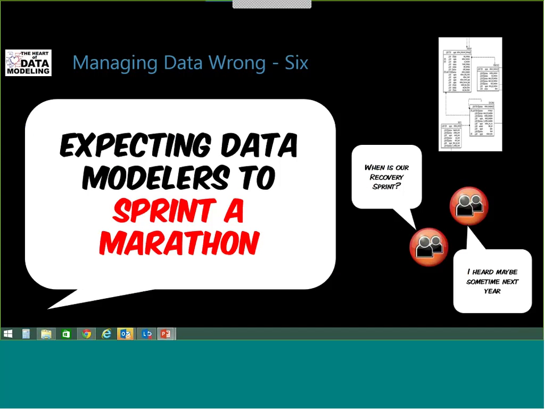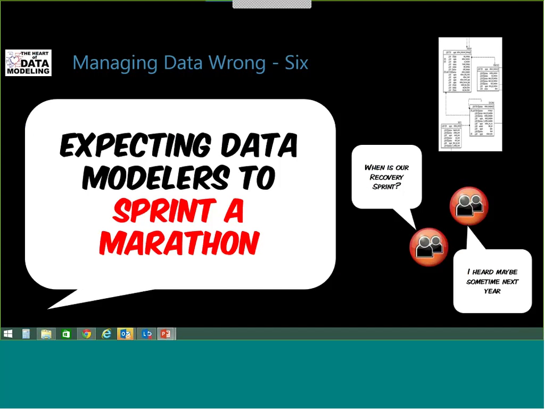So, managing data wrong, number six: expecting data modelers to sprint an entire marathon. Now, I know there are people who do this. I know that there are people who run 26.2 miles and are attempting to break the two-hour barrier. By the way, that's well under my half marathon time, not anywhere near my full marathon time. But even those people that can run a two-hour marathon or close to it do not run a two-hour marathon every day. And when they train, they don't run 26.2 miles every day. Sometimes they only run a few miles because they sprint to train for speed.